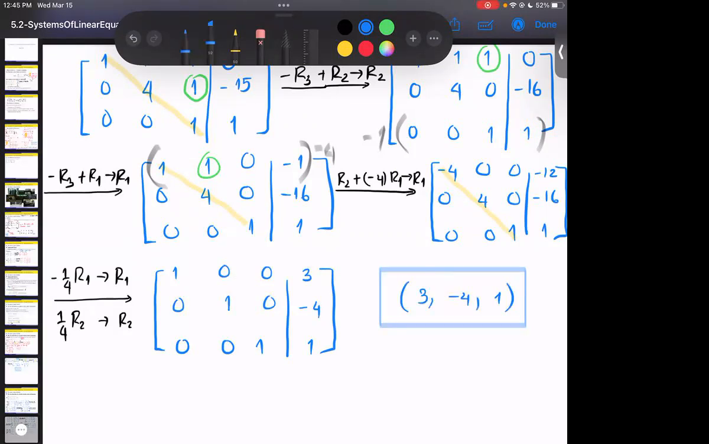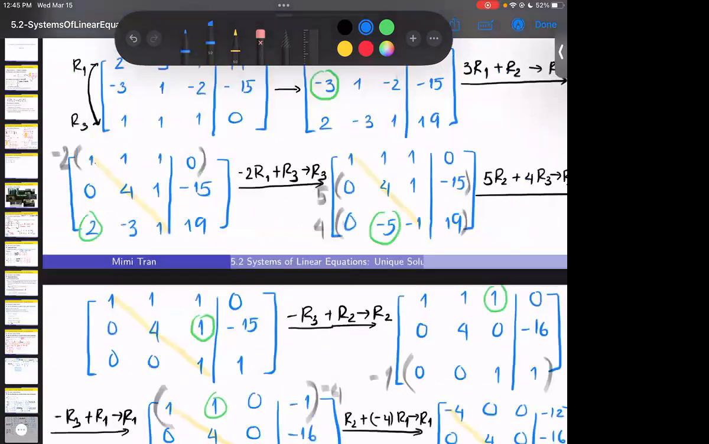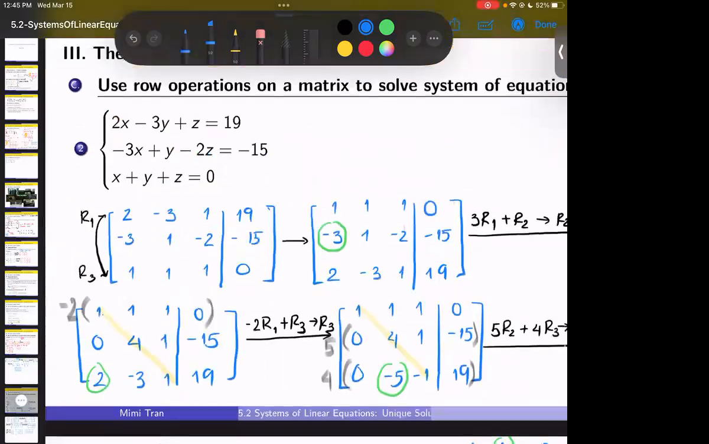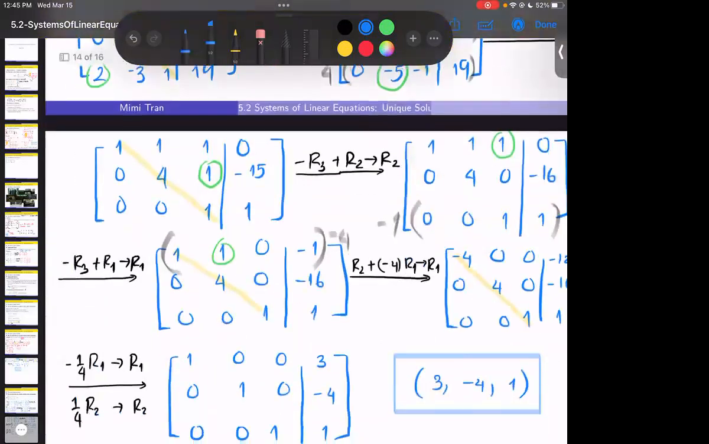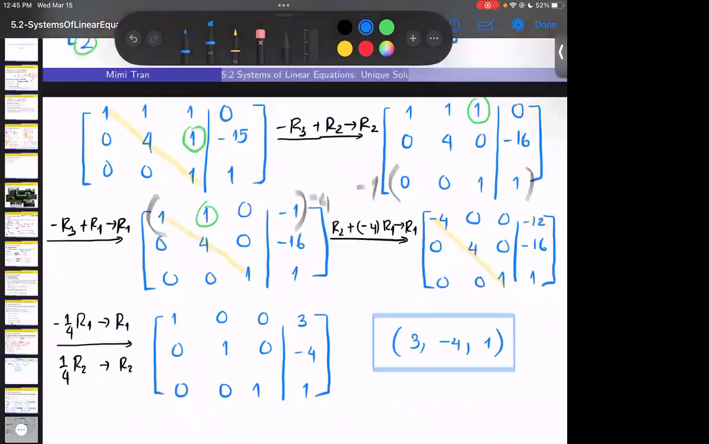On your common quiz, you have something just like this. Only one problem, and you're asked to do the same process. Now, I'm going to give the solution to be integers just to make your life easier, right? So if you get a fraction, you know it's wrong. The solution should be integers.